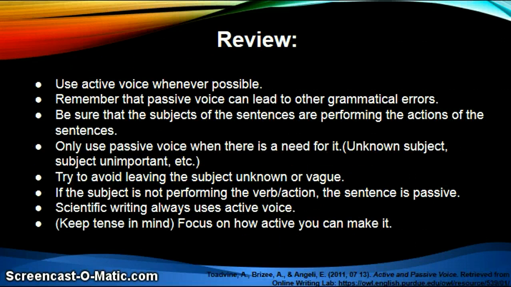So, to review, use active voice whenever possible. Remember that passive voice can lead to other grammatical errors. Be sure that the subjects of the sentences are performing the actions of the sentences. Only use passive voice when there is a need for it. Unknown subject, subject unimportant, etc.